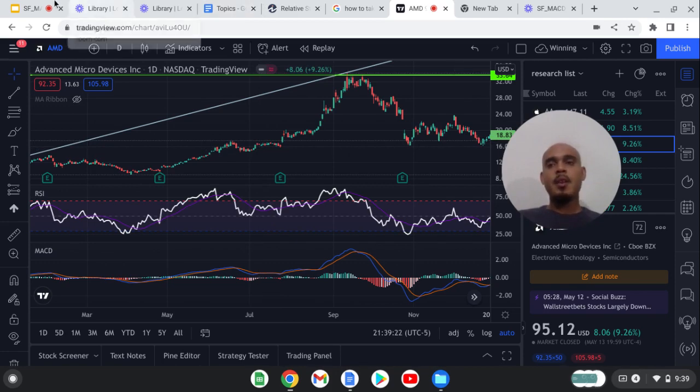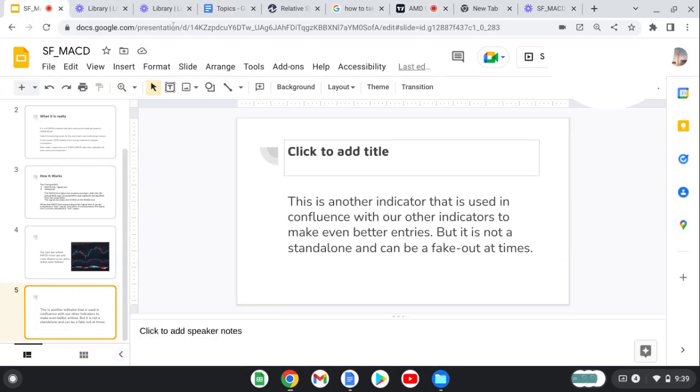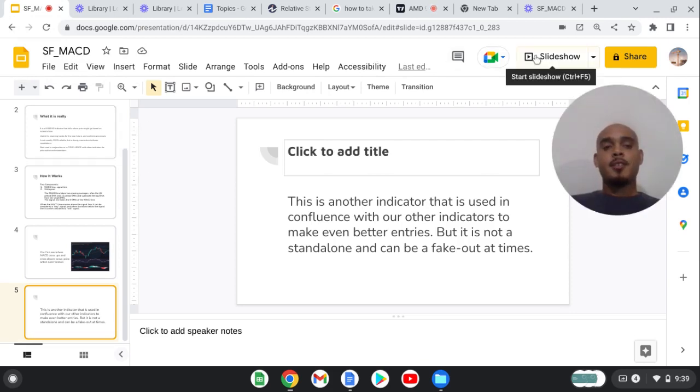So this is just another indicator. Again, we use it in confluence, as I just showed you, with other indicators. But that's an idea of what the moving average convergence divergence indicator is and what it does.